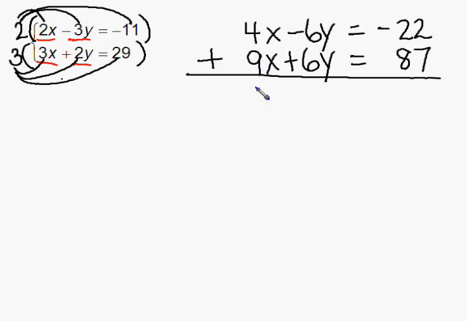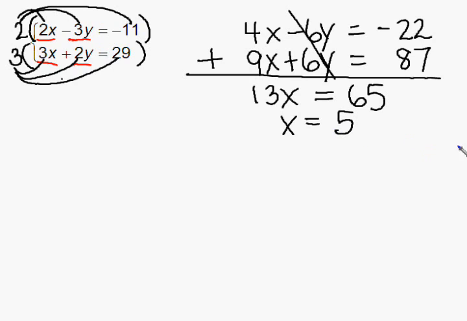But that means I have to multiply everything by 2. So 2 times 2x will create 4x. 2 times negative 3y will create a negative 6y. And 2 times the negative 11 creates a negative 22.